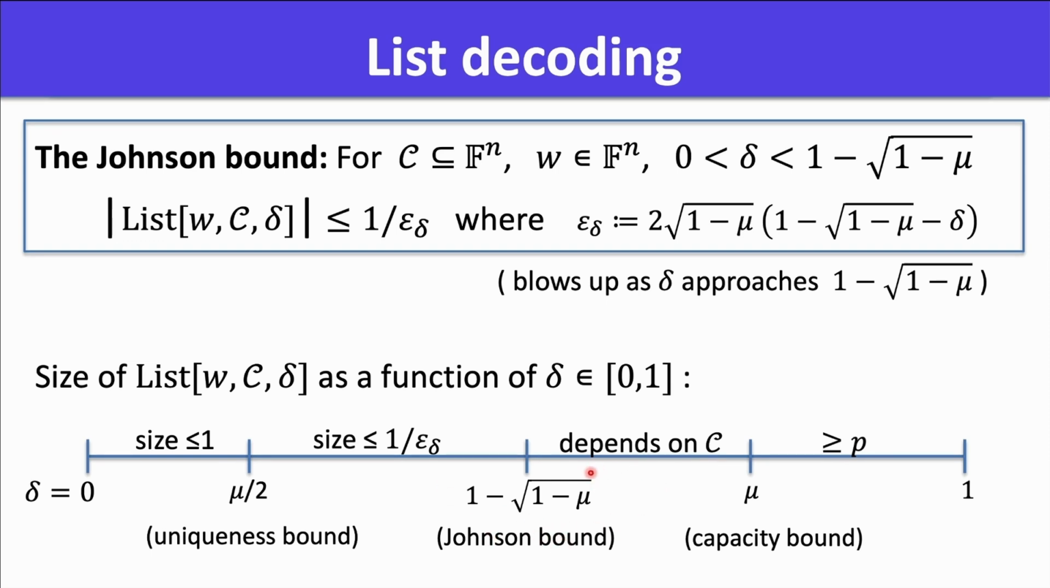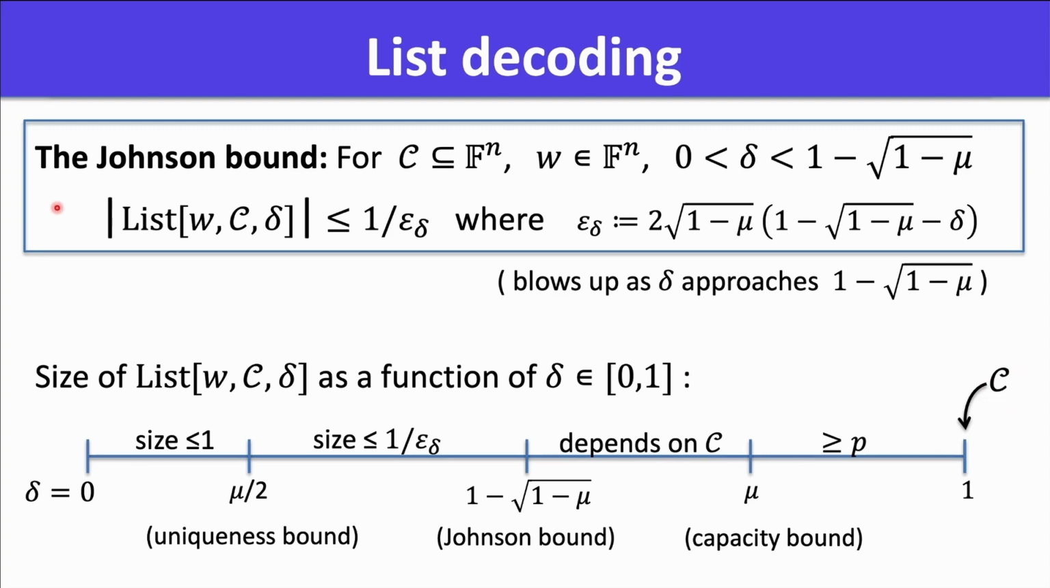It turns out the size of the list actually depends on C, all the way up to what's called the capacity bound. The capacity bound is actually mu, the minimum weight of the code. And above the capacity bound, we actually know that this list blows up. So this list becomes exponentially big. In particular, when delta is equal to 1, every code word is in the list. So really, when delta is equal to 1, this list contains the entire code.